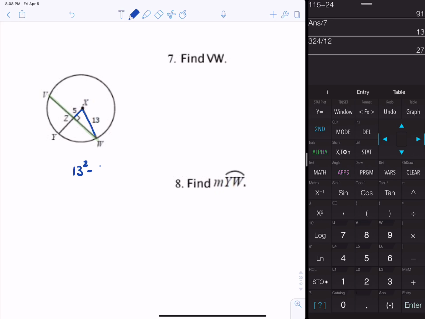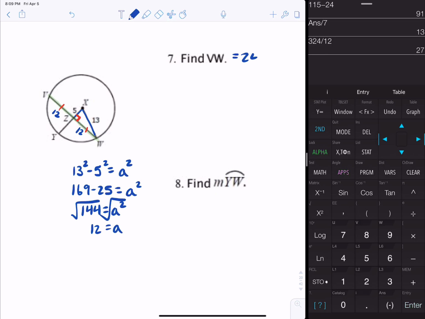So I'm going to do 13 squared minus 5 squared equals that missing side squared. So that would be 169 minus 25, which is 144. So that side, when we take the square root, would just be 12. Okay, so VW would be 12, and then we notice that that's a right angle. So that means that this chord was bisected. Because of that right angle, we know that's true. So that's 12 for VZ, and ZW is 12. So VW would equal 24.